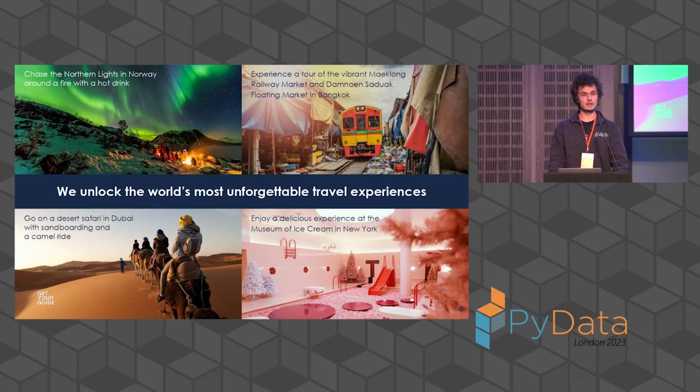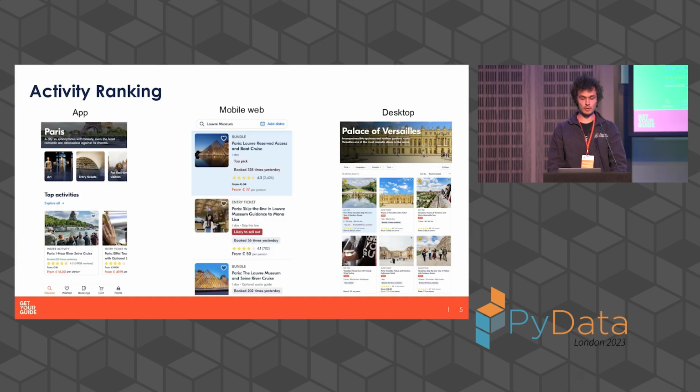GetYourGuide is a marketplace for travel experiences, connecting customers or tourists to activity suppliers worldwide, thanks to our website and our app. More particularly, my team is responsible for the ranking of the activities on the website and the app. We have different types of pages with different designs and different flavors of ranking. As you can imagine, it's a key component of our website and app, and it's one of the major, or probably the major, data product in our company.